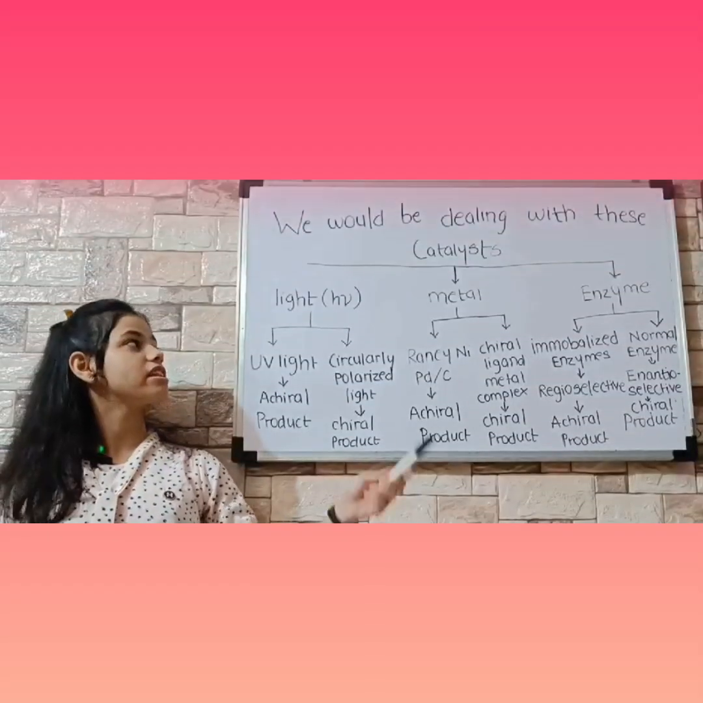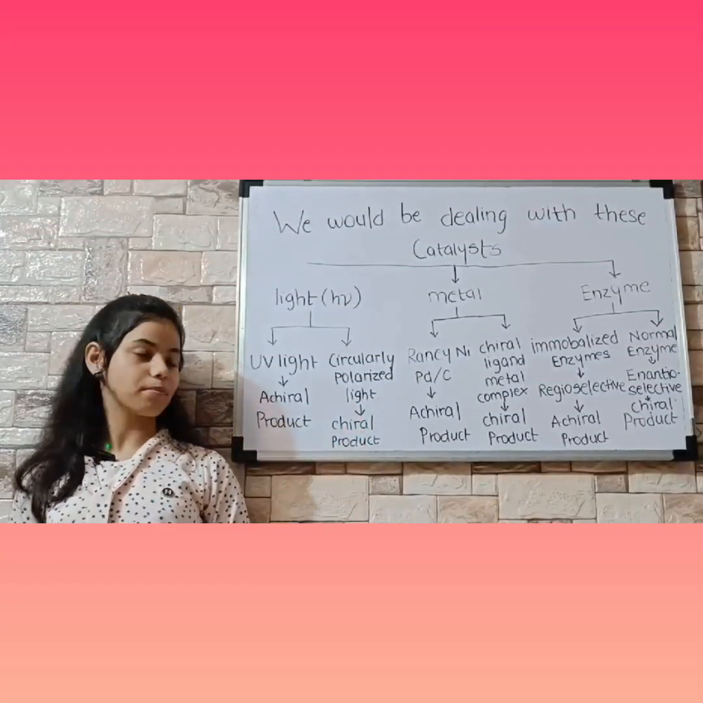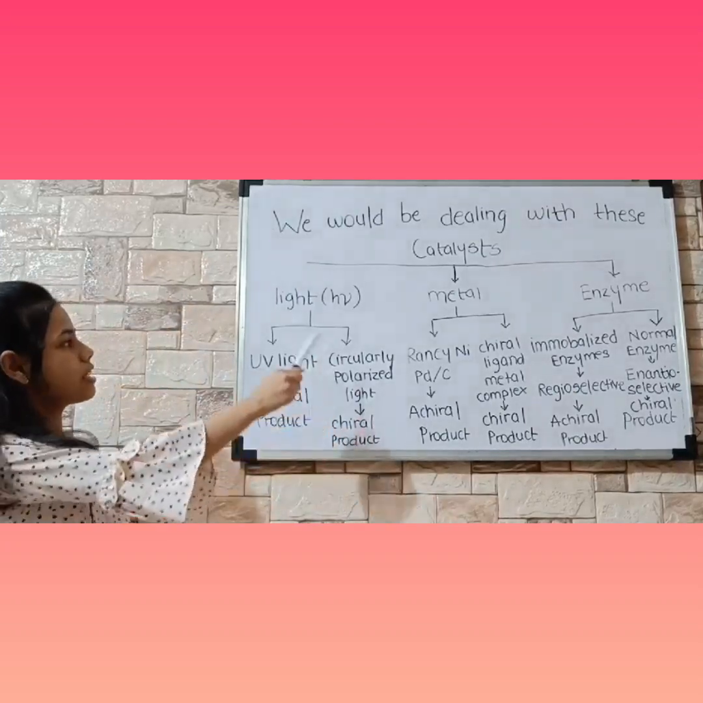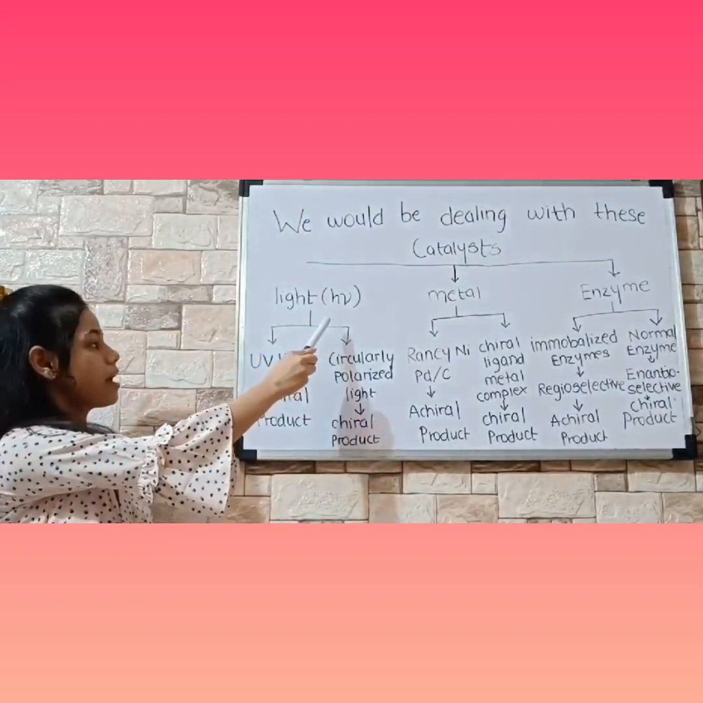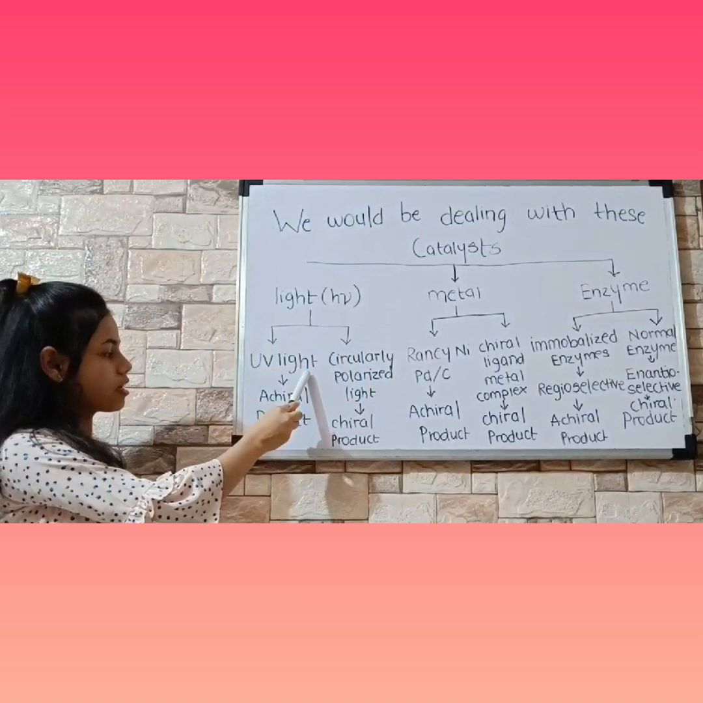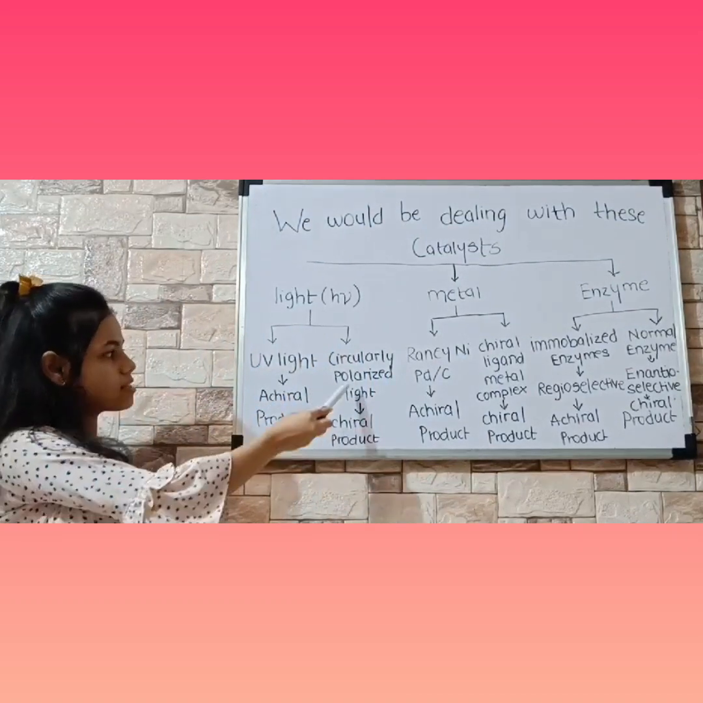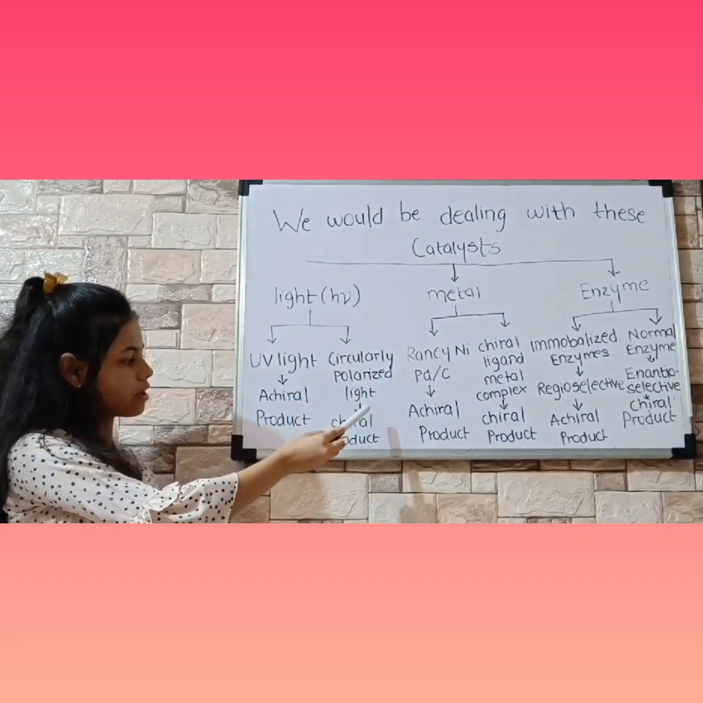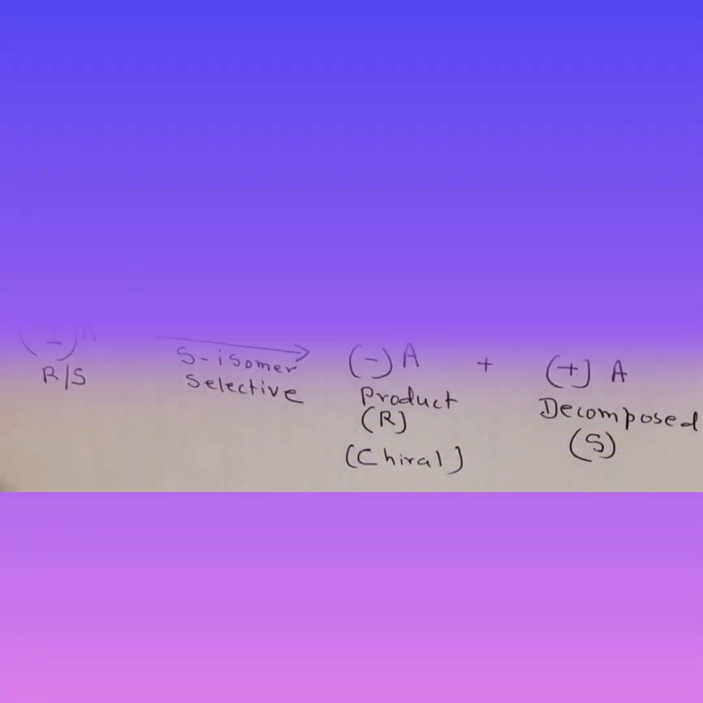We would be dealing with these catalysts. Hello guys, I am Komal. So firstly, light, which is represented by hν. We have UV light giving an achiral product and circularly polarized light giving a chiral product.